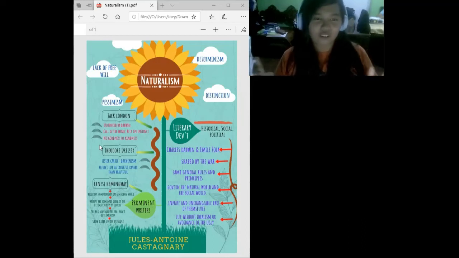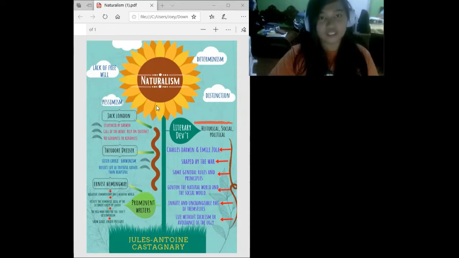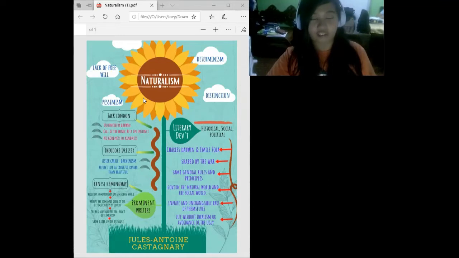Hello, everybody. I will be discussing naturalism. So let's take a look at the literary map. Naturalism is a literary movement from the late 19th and early 20th centuries.